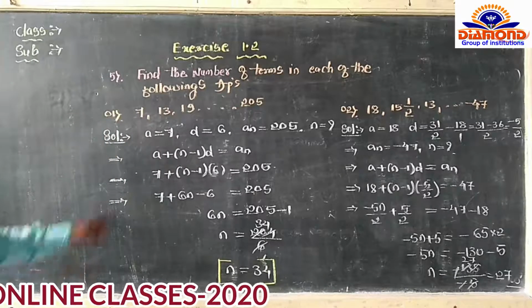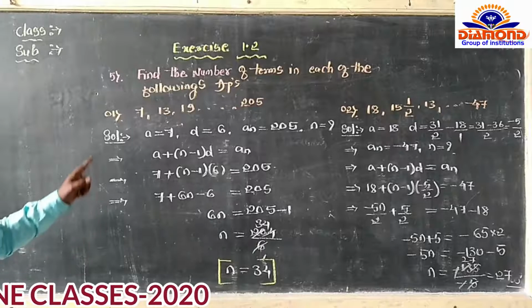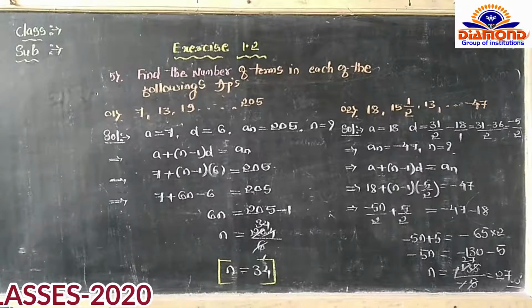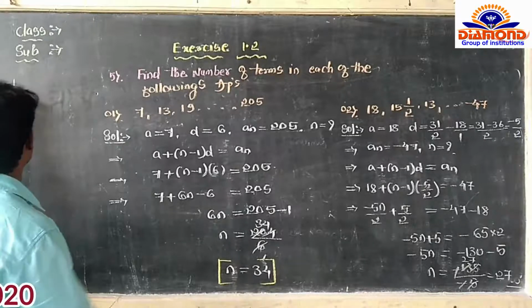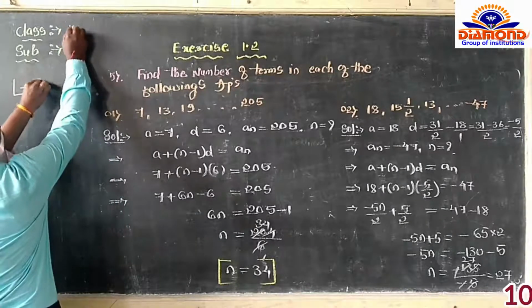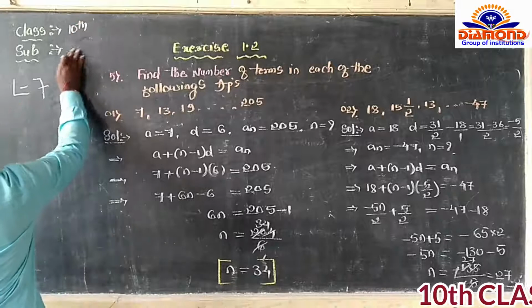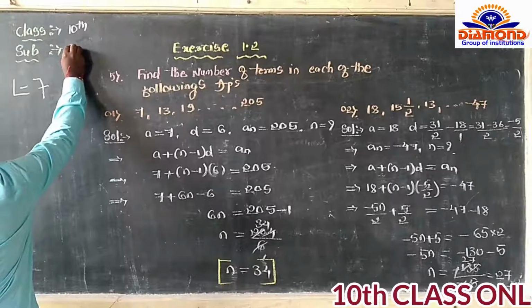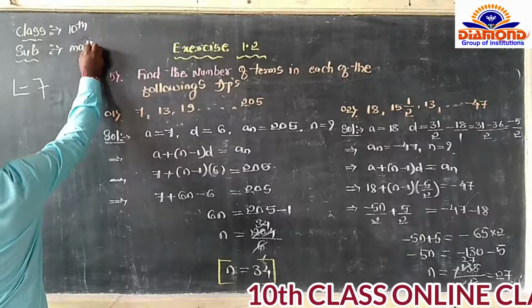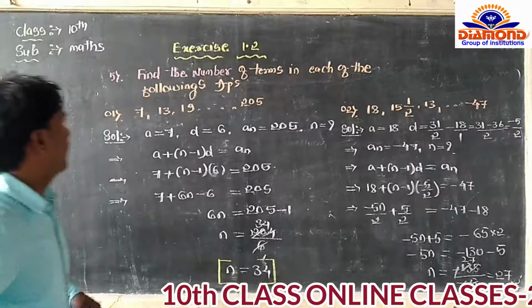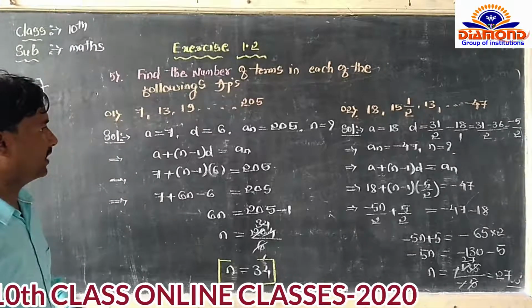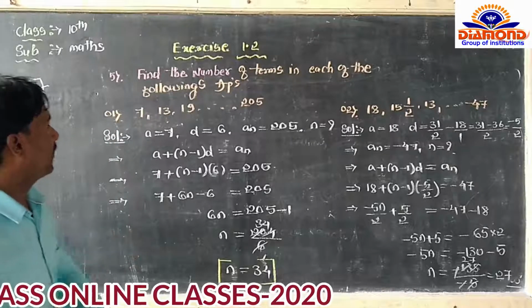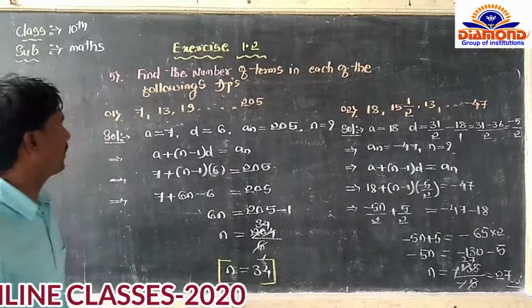So what is the next one? Fifth question. Already I taught you Exercise 1.2, dear students. Already we started; first to fourth question I explained. So in the fifth question, find the number of terms in each of the following APs.